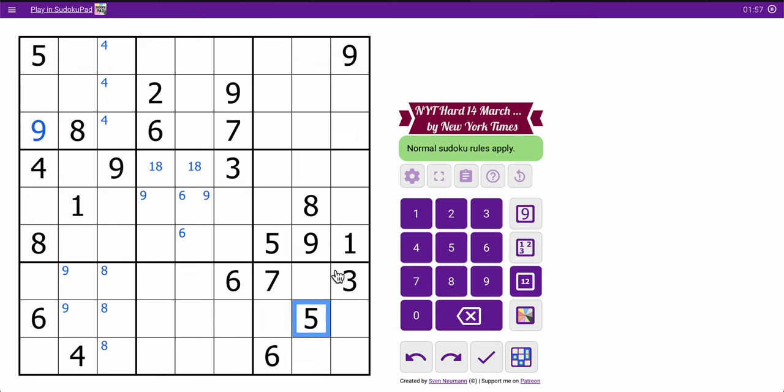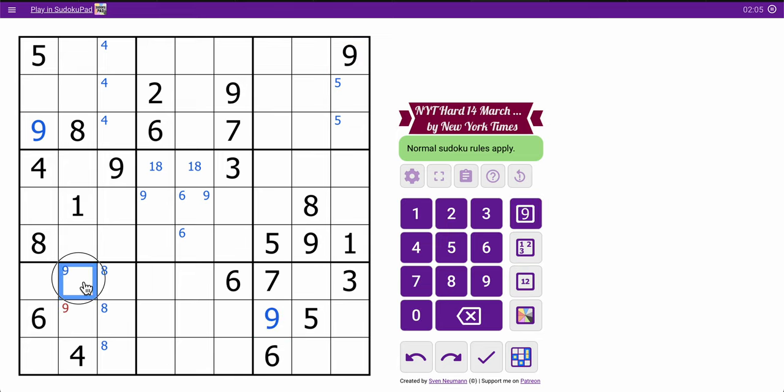Okay, what about the rightmost? There's a five. Those nines actually place that one, which also places that one. I'll place one of those. Okay, if five and nine aren't there, then I have 1, 3, 8, 7, 6 once apiece. I think I'm done.